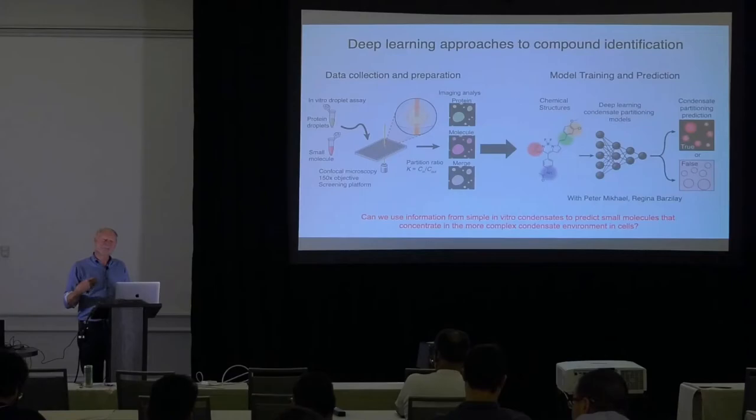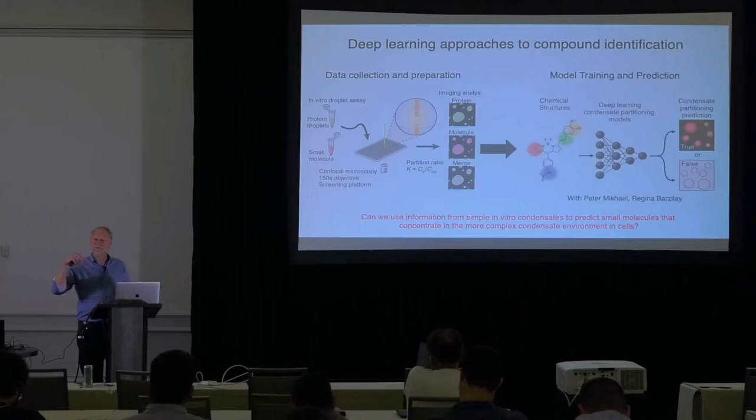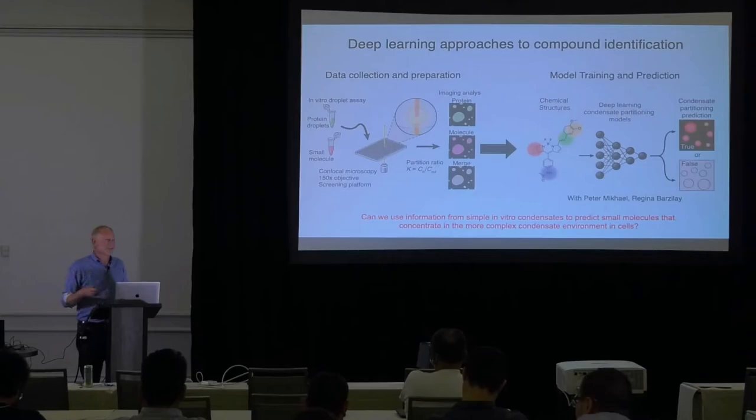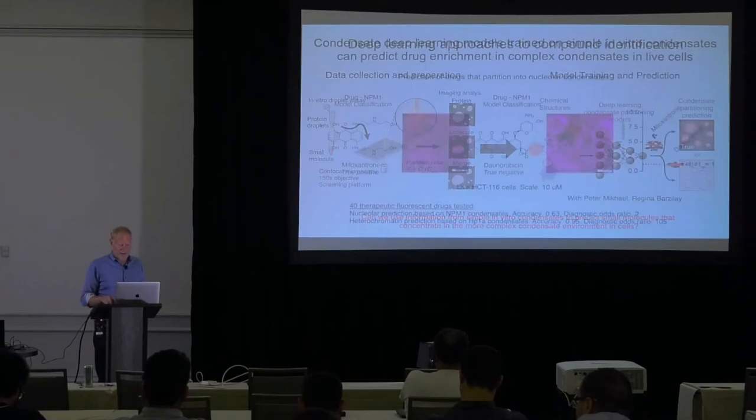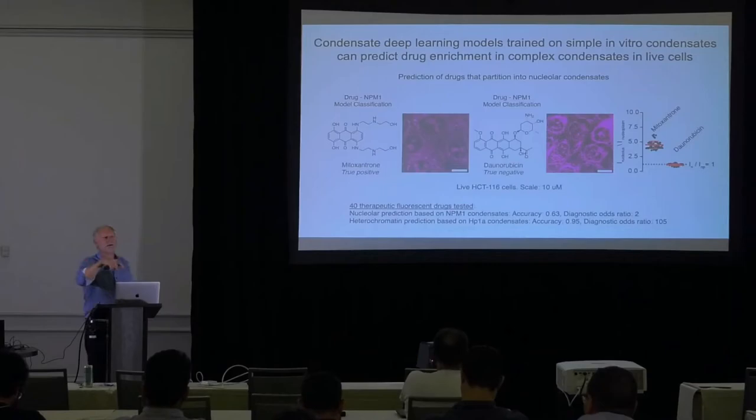And yet, I had seen now multiple times where in studying transcriptional components, the behaviors of proteins in terms of those different condensates in vitro would translate into the living cell. So I thought we just repeatedly got lucky. But in fact, it turns out that the machine learning trained on the in vitro condensates is astonishingly predictive of the ability of small molecules to partition into the condensate where that scaffold exists.